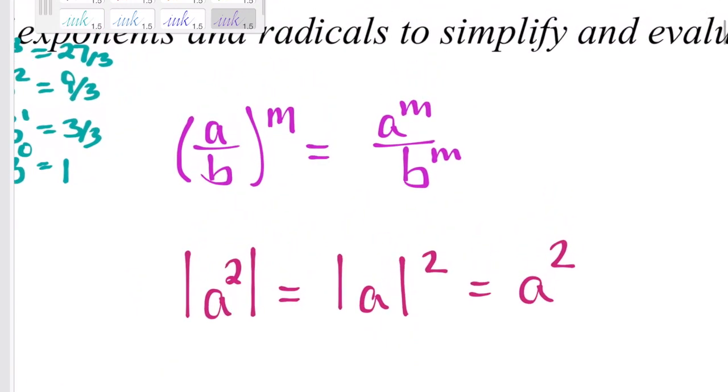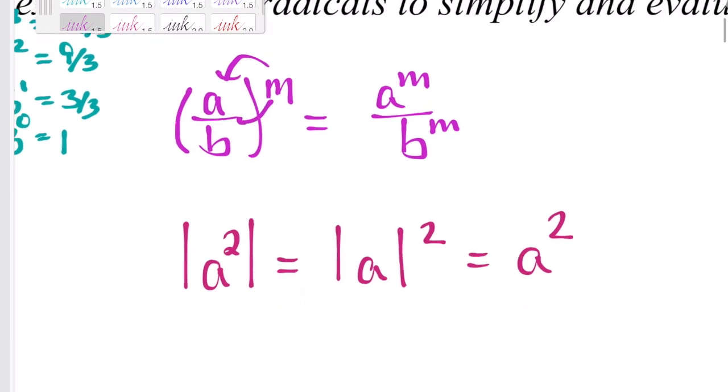And then these last bits, just like with the multiplying, if I'm dividing and I have an exponent on the outside, they go to both, so a to the m and b to the m. And notice this is squared, it's not a variable, but strictly squared. So if we have a squared under absolute values, it's going to be the same thing as if you had absolute values and then squared that a.